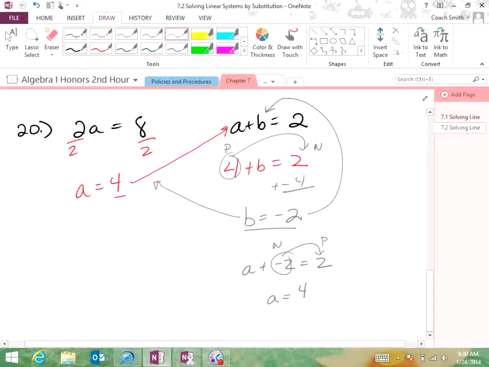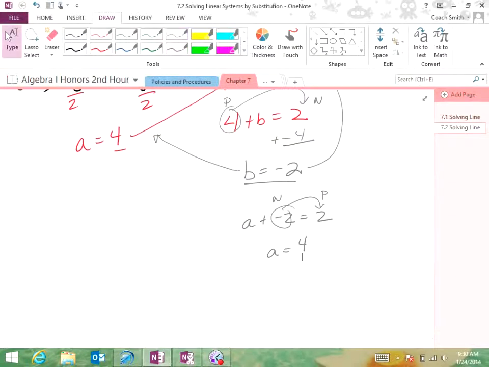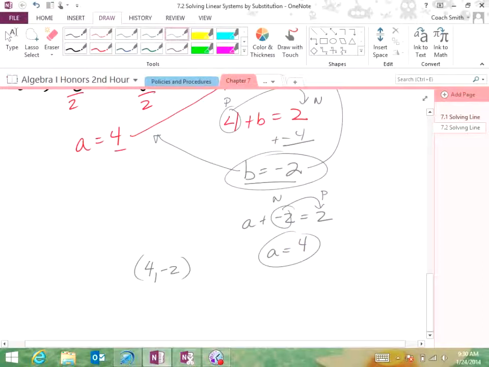So my pair then is 4 and negative 2, because you have that and you have that.